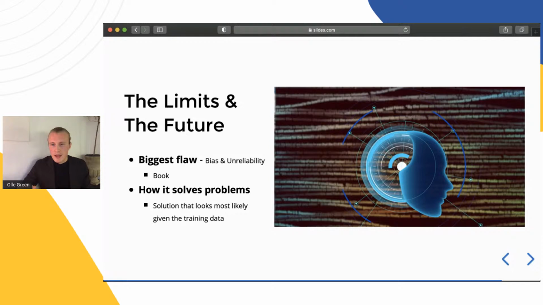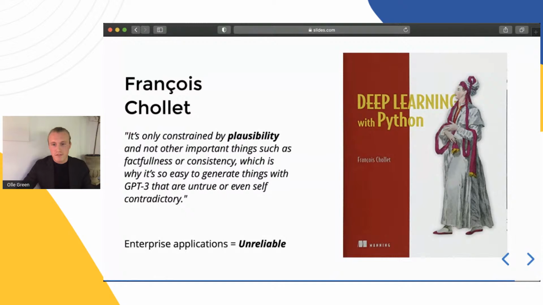And it can produce some pretty significant results right now. We see that the upcoming versions of this will be more and more context aware and able to create more and more impressive results. And I want to mention something that François Chollet, the author of Deep Learning with Python, framed in a really good way on the Lex Fridman podcast, by saying it's only constrained by plausibility and not other important things such as factuality or consistency, which is why it's so easy to generate things with GPT-3 that are untrue or even self-contradictory.